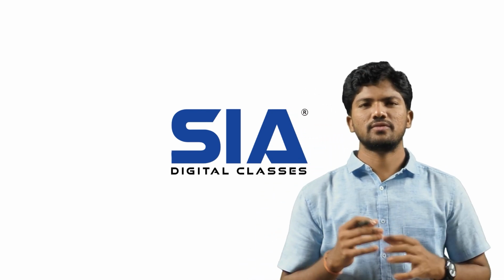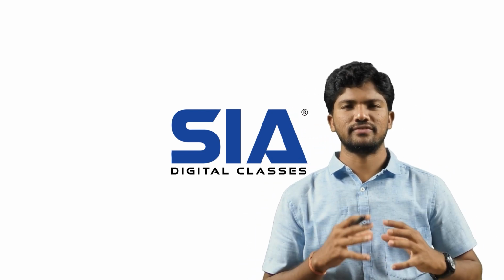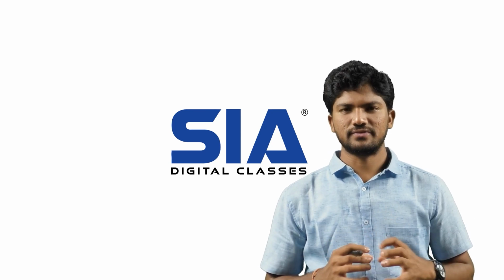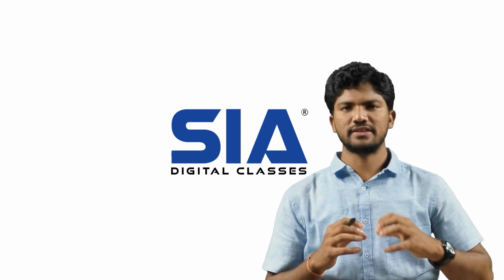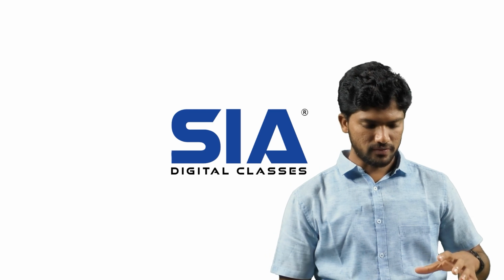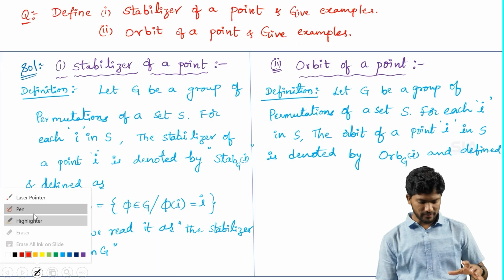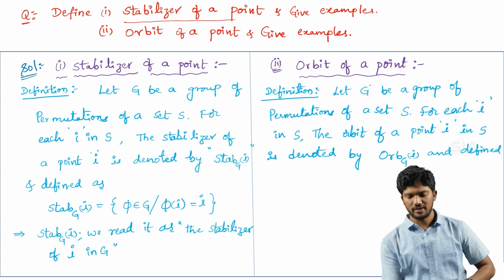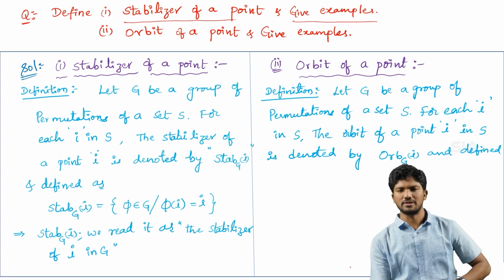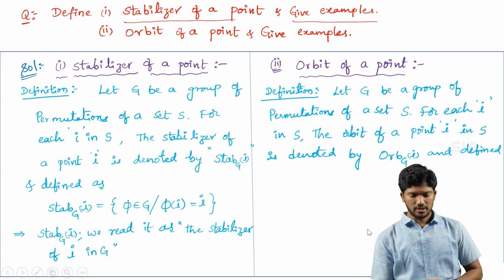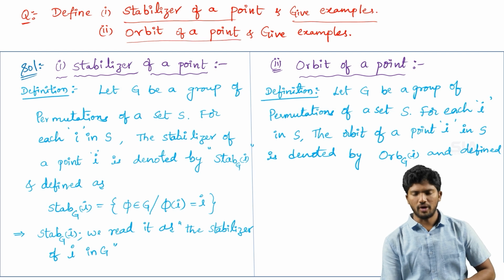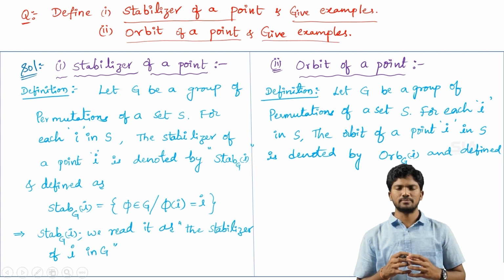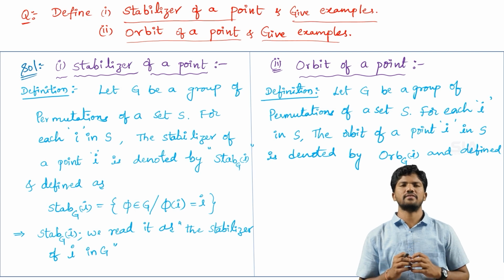In this lecture, we are going to discuss one of the important definitions from the second unit. So let's see what the definition is first of all and how it will appear as a question in the examination format. Okay, so first of all, see the question. Define stabilizer of a point and give examples for the stabilizer, and define orbit of a point and give examples for the orbits. For examination purposes, these two definitions are very important.